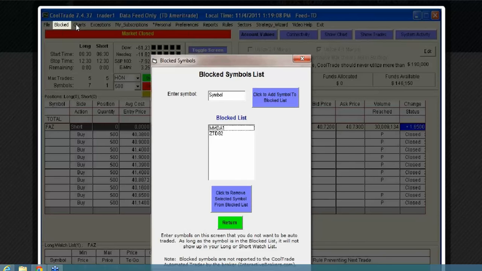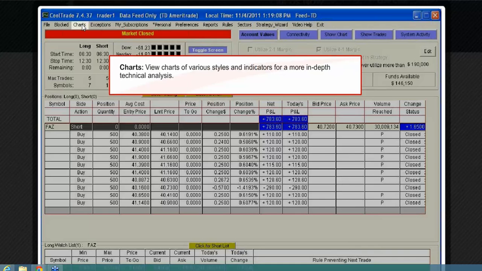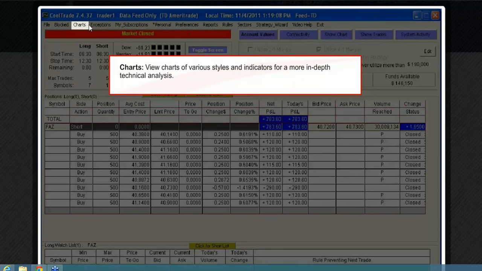Show charts. We do have this feature. It'll give you some more advanced charts and allow you to apply technical indicators to them for some of you folks that are more sophisticated that want to use that feature.